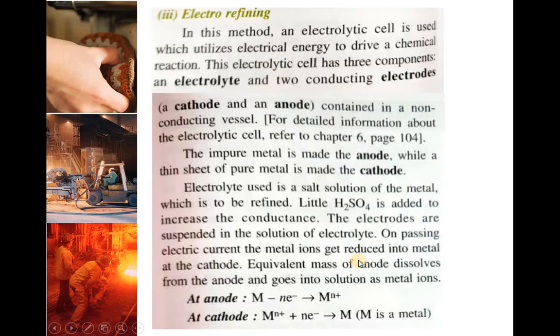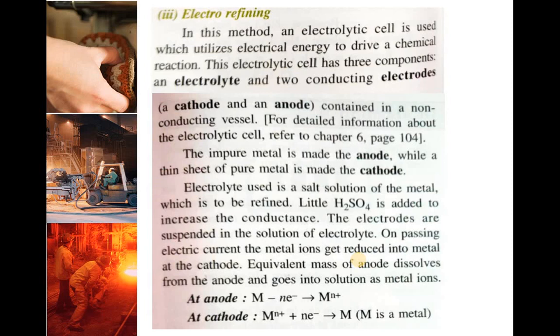Then the last point is electrorefining, which we had discussed in detail in the electrolysis chapter. There you have an electrolytic cell with two conducting electrodes. The electrolyte generally used is a salt solution of the metal which is to be refined. A little H2SO4 is added to increase the conductance. Electrodes are suspended in the solution of electrolyte.